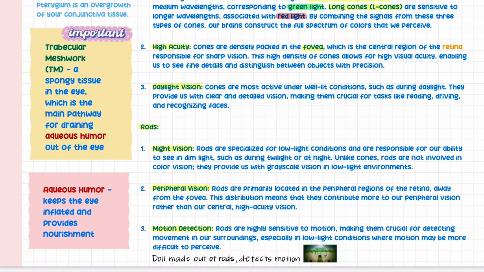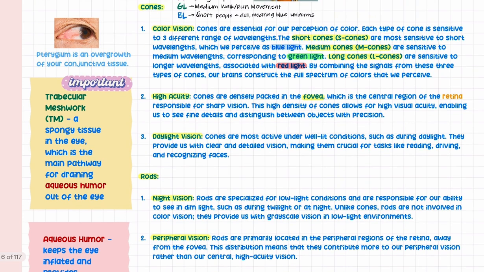So I've used Squid Games as my analogy for a lot of this. For example, for rods, if you watch Squid Games, you know that the doll in Squid Games is detecting motion of the players, if they're walking, if they're not walking. And dolls are made out of rods. So I think about, since dolls are made out of rods, they're able to detect motion.